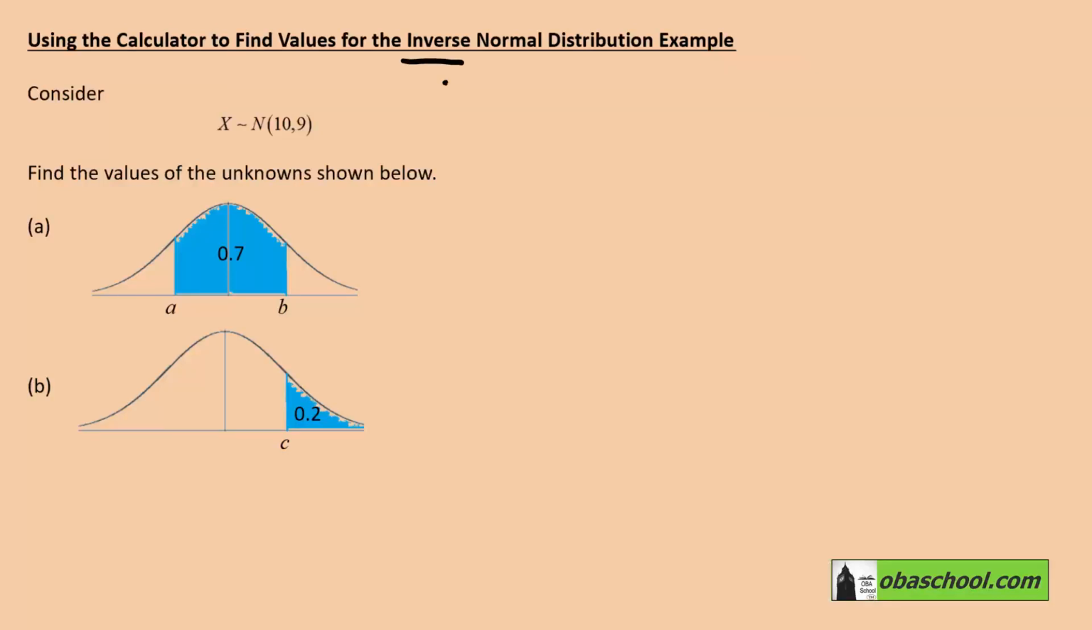So here we're going to be working with the inverse normal distribution. So we now have the probability. We want values on the axis. Remember, the mean here is 10 because we're doing a normal 10, 9, and that means the standard deviation is 3.